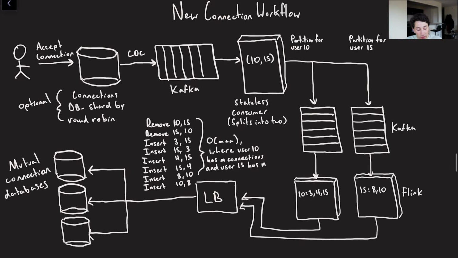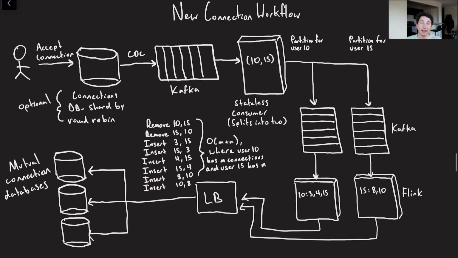Cool. So what does it actually look like now when we add a connection? Because this is where things get complicated. Well, basically, let's say we've got a user over here, and he connects with a new person, right? So let's say this is user 10, and he accepts a connection from user 15, right? So now we have 10, 15.